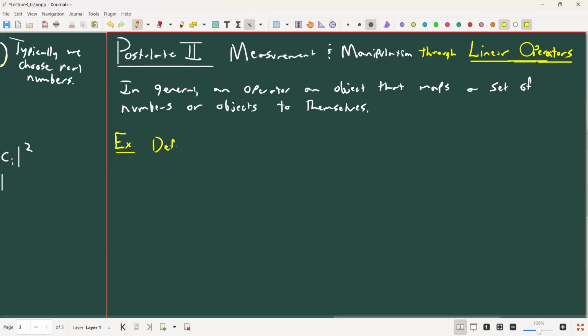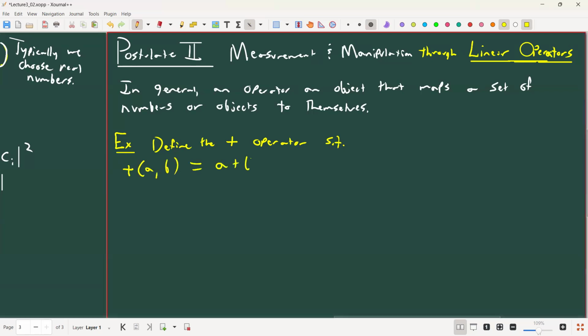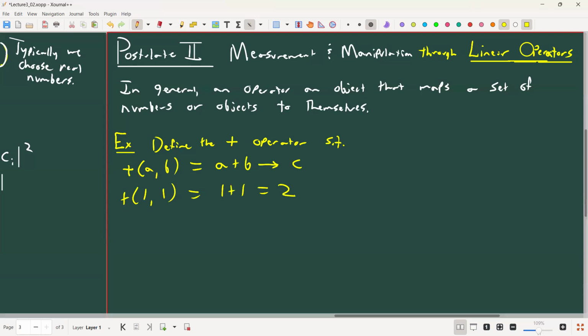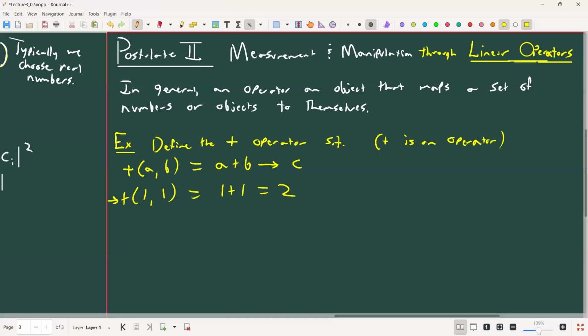Right, define the plus operator such that plus a b is equal to a plus b, which returns a number c, right? Which are numbers. So plus 1, 1 is 1 plus 1, which is equal to 2. Okay, so there's a plus operator. So the plus sign is an operator. The minus sign or the times sign is an operator.